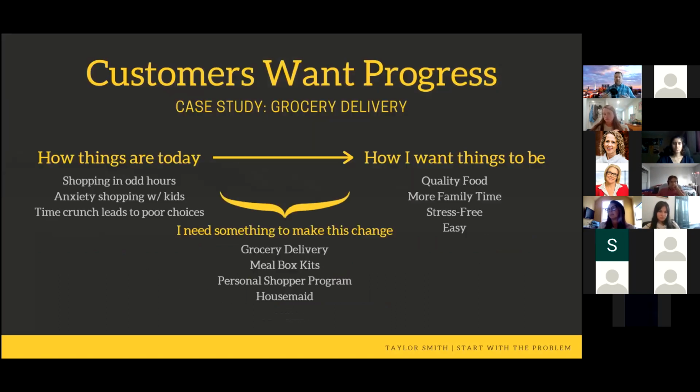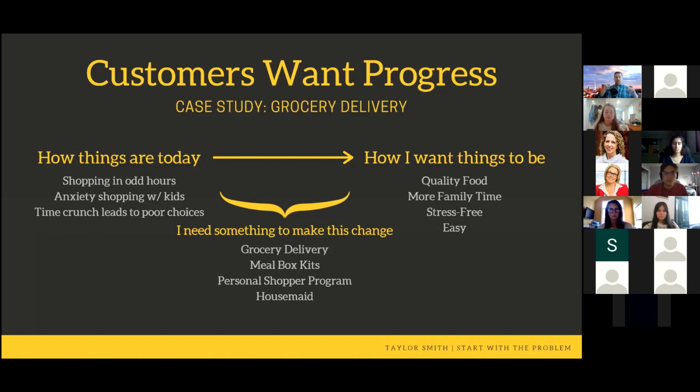So an example of this, right? How things are today, let's take a look at grocery delivery, because it's something big in the Walmart world right now. Again, I have a bunch of kids. What do things look like? I end up going shopping super late at night because I have to wait till my kids are asleep. Or I have super amounts of anxiety dragging 4 kids to Walmart. And when I do that, I'm in a super rush, because if anyone's ever shopped with a bunch of kids, not a fun thing.